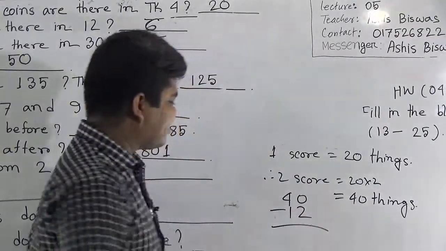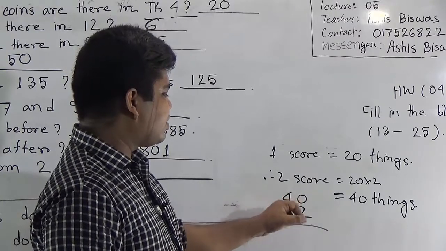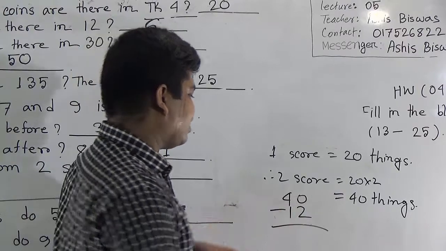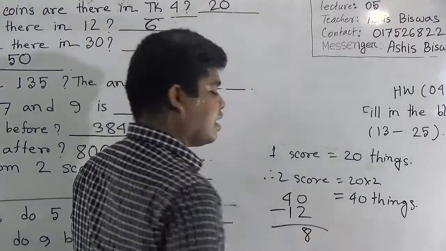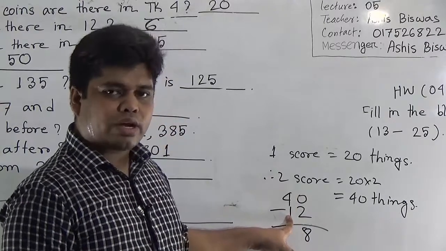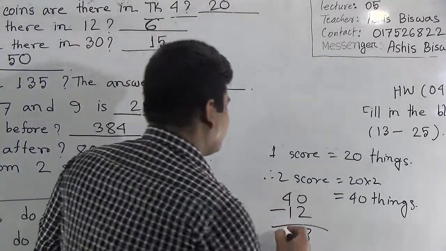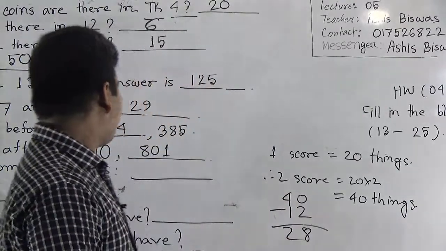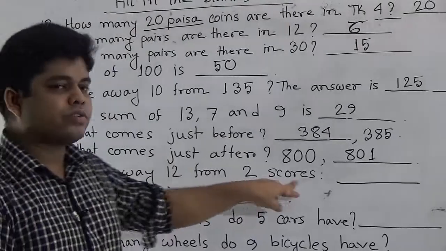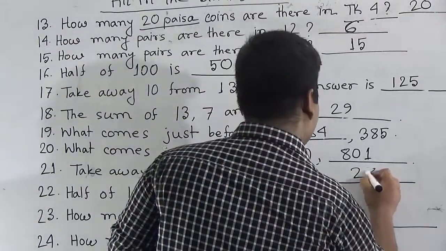My dear students, here 2 and here 0. So we consider there is 10. That means if we subtract 2 from 10, then we get 8. Then we get 8. And this carry is added with this 1 and it will be 2. If we subtract 2 from 4, then we get 2. So 28 is the required answer. Just like take away 12 from 2 scores and the answer is 28. I hope you have understood.